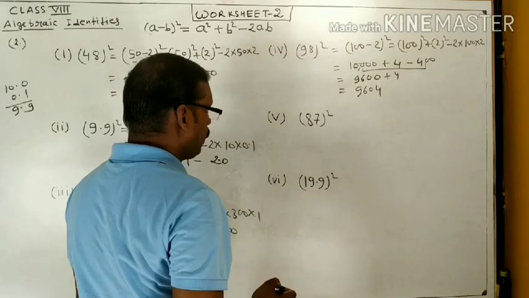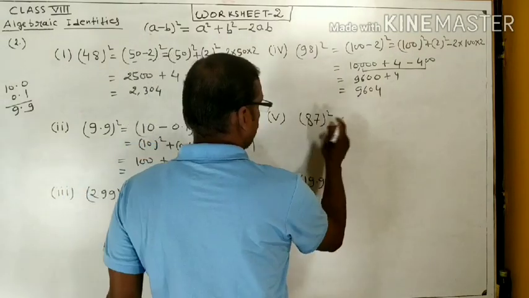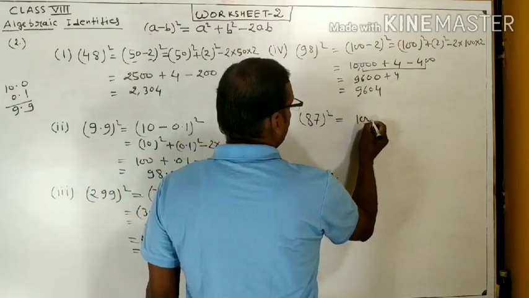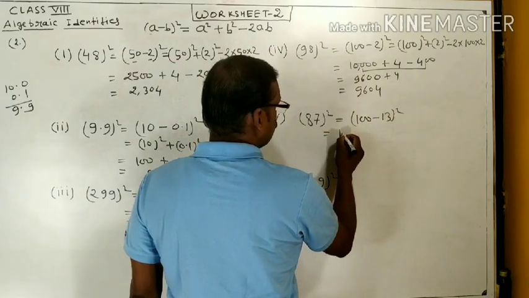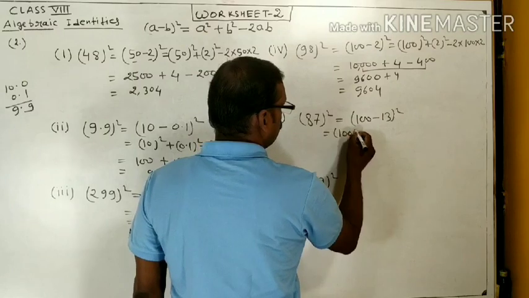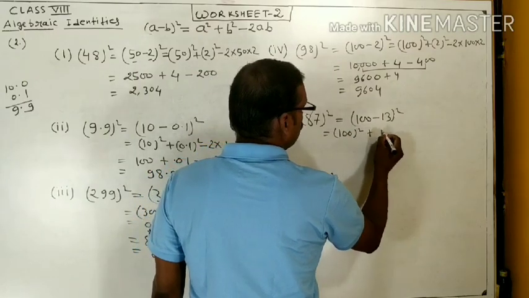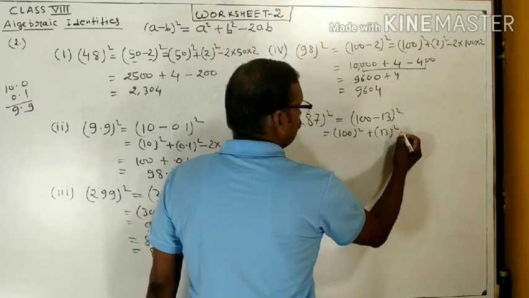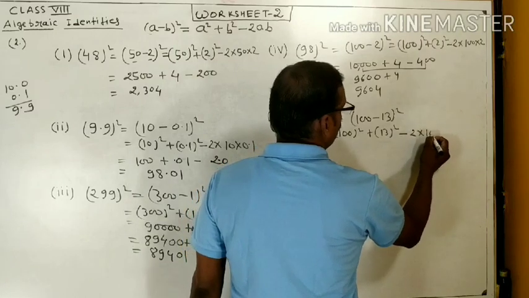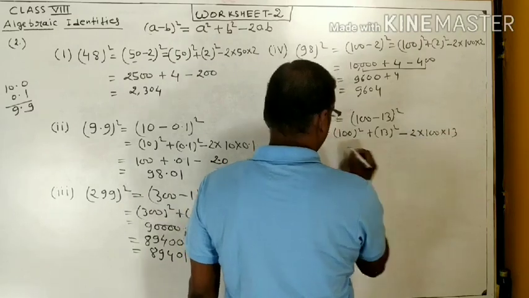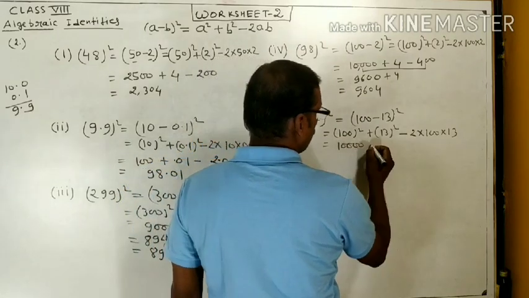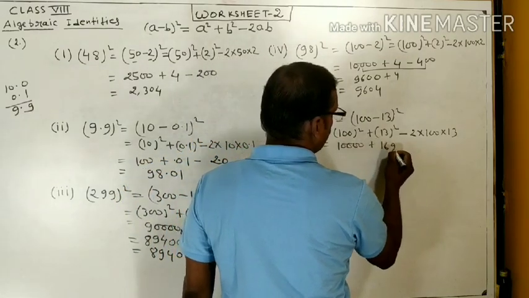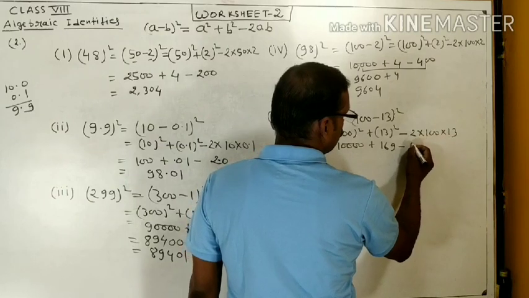And the last, fifth number, 87. 87 means (100 minus 13) whole square. 100 square plus 13 square minus 2 into 100 into 13. 100 square is 1 with 4 zeros, 10,000, plus 13 square, 169, minus 2 into 13, which is 26, so 2600.